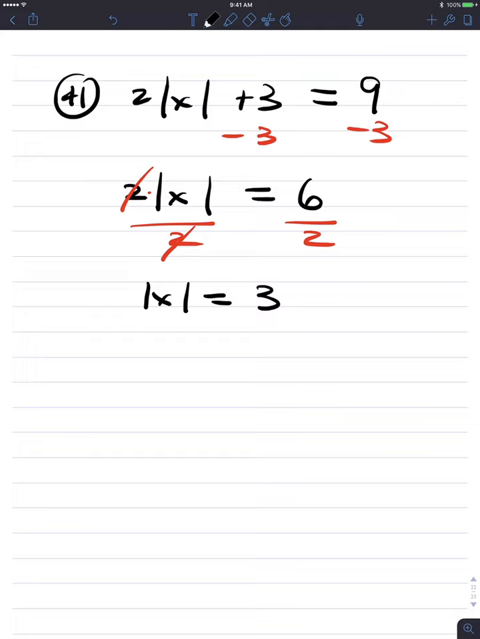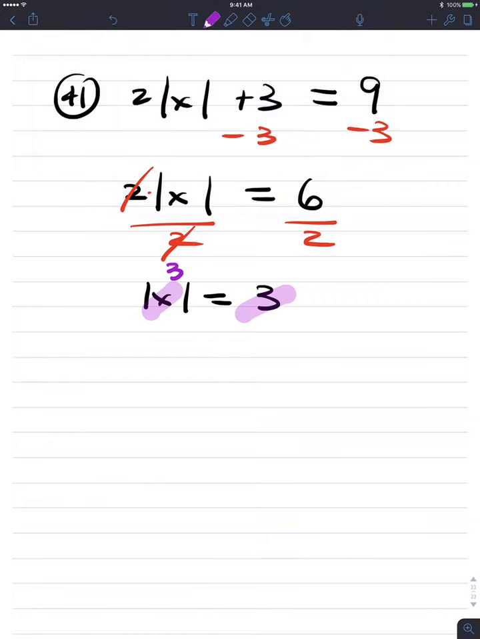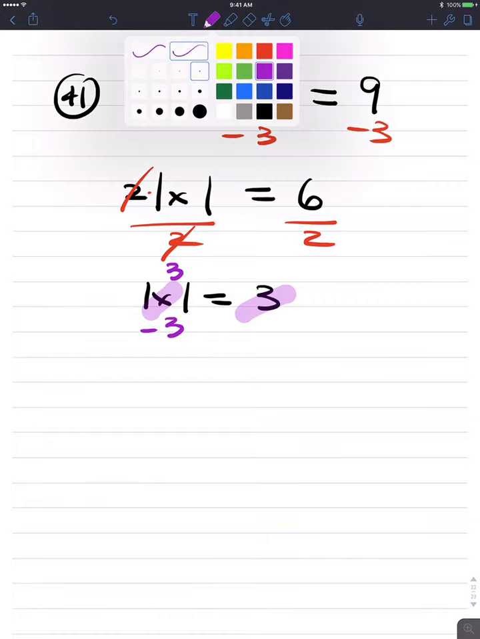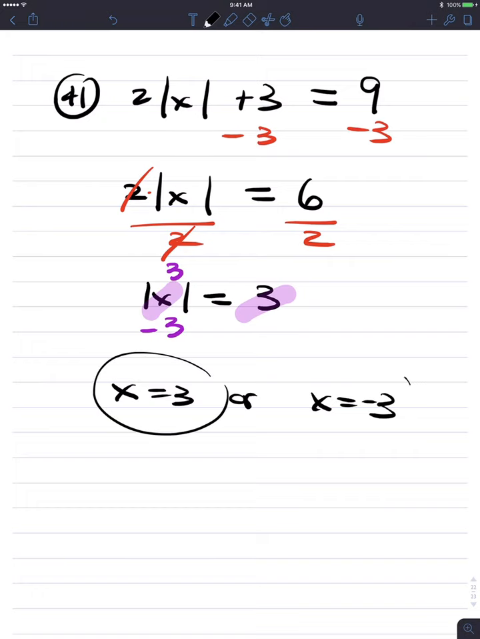We just solved for the absolute value of x. Now we could do two things. We can notice that x is positive 3 again, right? Or x is negative 3. So we could just write this down as x is positive 3 or x is negative 3, because both of these answers or values give the absolute value a positive 3. So 3 comma negative 3 in solution set notation to 41.